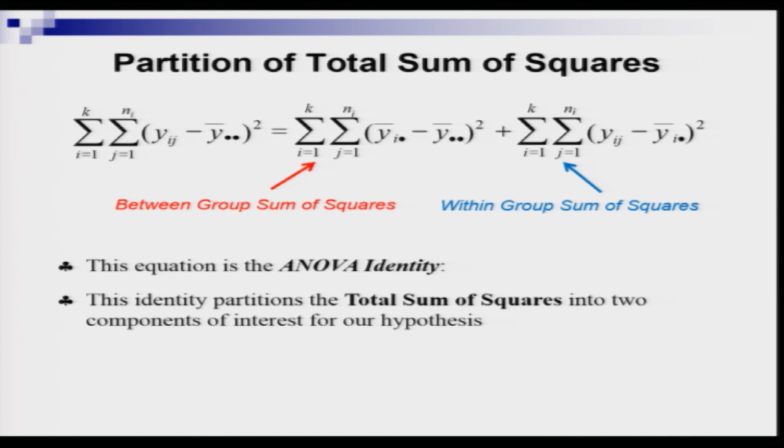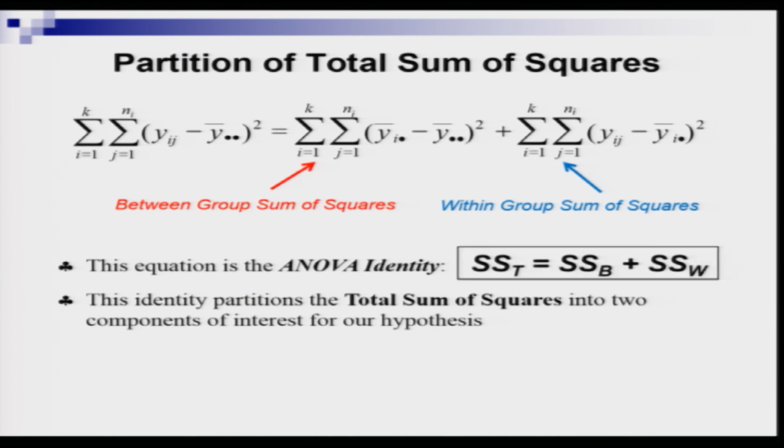Now, this is called the total sum of squares, and it is broken into two components. The first component is the between group sum of squares, given by SSB, and the second component in this identity is the within group sum of squares, abbreviated as SSW. So, this ANOVA identity partitions the total variation in your dependent variable y in terms of different groups, into the between group sum of squares and the within group sum of squares.